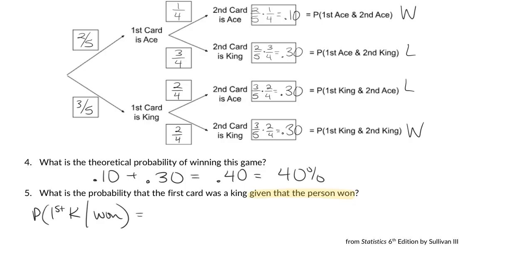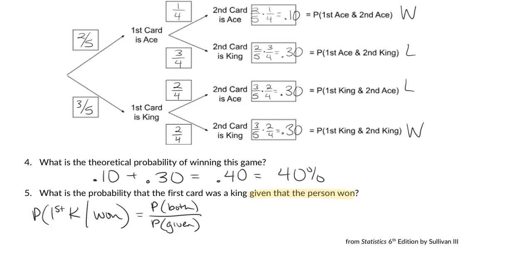Okay, when we're finding this, what we want is the probability that both will happen over the probability of the total of the given. The probability of both of those things occurring over the probability of the given.